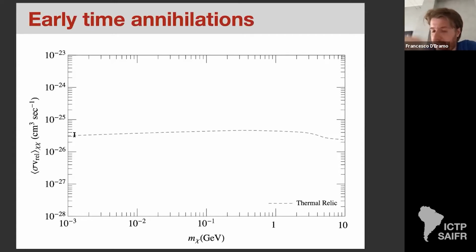Then the dwarf galaxies. These are satellite galaxies that are smaller than the Milky Way, spherical galaxies dominated by dark matter and orbiting around the Milky Way. These are also good targets because they have less background and they're not too far away, okay?